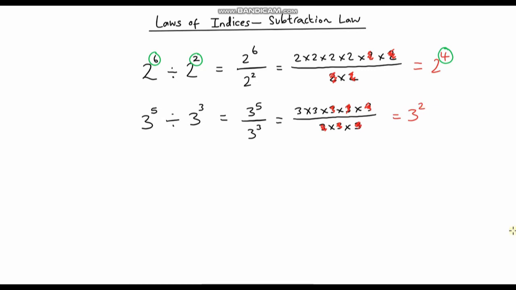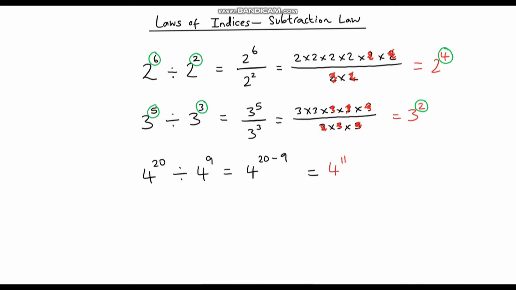And in maths, there are nice little shortcuts we can do to get our answer. And you may have already spotted that if we subtract these indices, so if we do 5 minus 3, that gives us 2, which is the index in our answer. Likewise, 6 minus 2 gives us 4. So if we were to do another example, let's say we've got 4 to the power 20 divided by 4 to the power 9, it would be a bit long-winded to write out this fraction with all of these 4s in. So all we can say is that this is the same as 4 to the power 20 minus 9, which is 4 to the power 11.